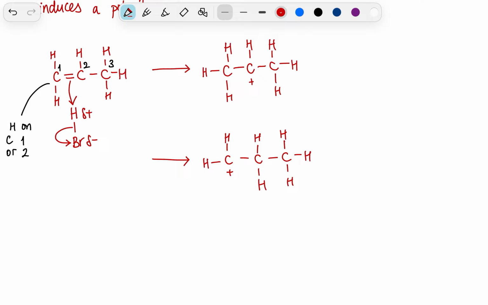So what's the difference then? You've got two different intermediates. The first one would be a secondary intermediate because the carbocation is surrounded by two carbons, and the following one would be a primary carbocation.